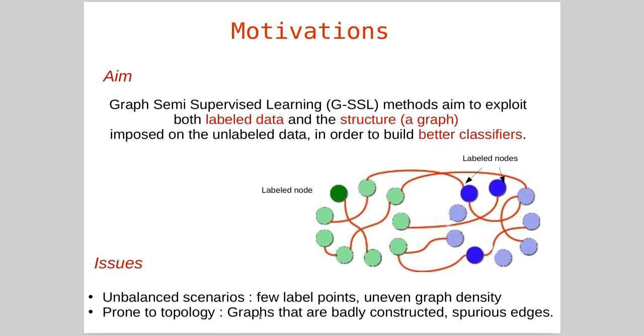For instance, you might have some problems in your graph, some spurious edges, or you might have unbalanced scenarios in which basically you might have more labeled points on one side and few on the other, or you might have more links on one side than the other. And those unbalanced scenarios are very impactful on the result of those methods. So the idea will be to go forward and modify the diffusion processes and try to tackle these two issues.